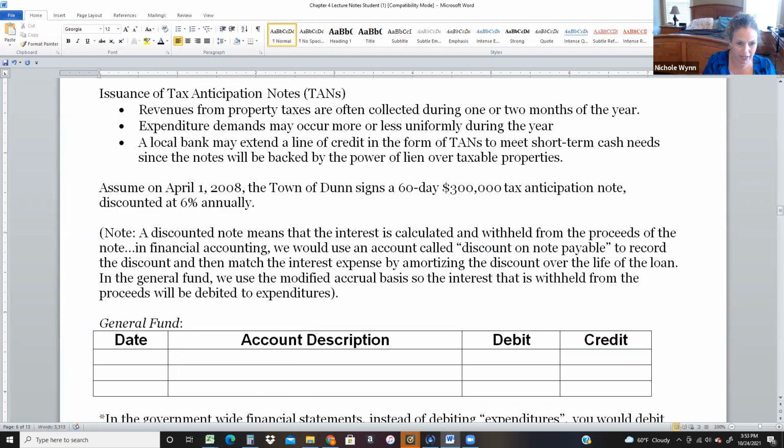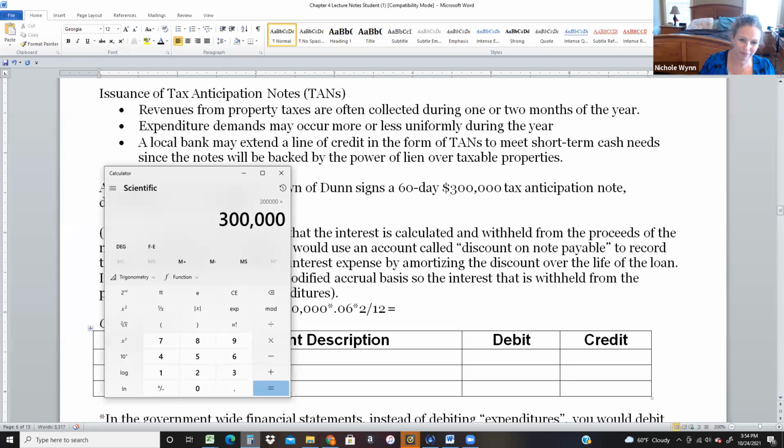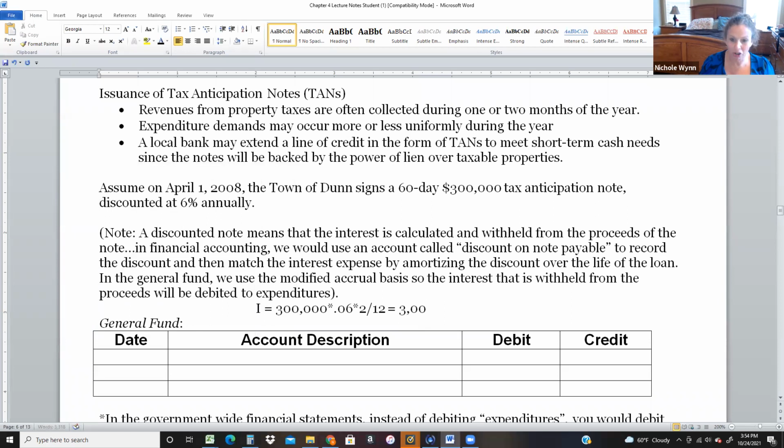So let's go ahead and calculate it. I equals PRT: it's 300,000 times a rate of 6%, but that's annually. And we're looking at 60 days, so it's 2 months out of 12. So the amount of the interest is $3,000, and they are going to withhold that $3,000. A discounted note means the interest is calculated and withheld from the proceeds. So instead of receiving cash of 300, we are only going to get 297.